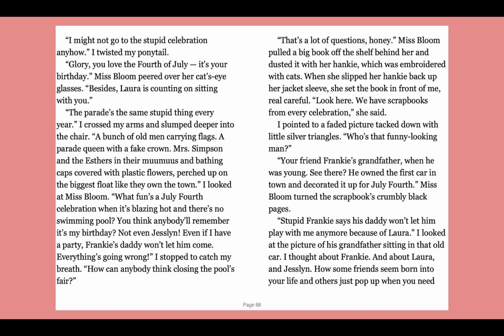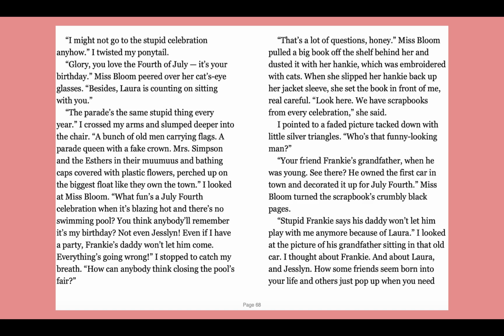"That's a lot of questions, honey." Miss Bloom pulled a big book off the shelf behind her and dusted it with her hanky, which was embroidered with cats. When she slipped her hanky back up her jacket sleeve, she set the book in front of me, real careful. "Look here, we have scrapbooks from every celebration," she said. I pointed to a faded picture tacked down with little silver triangles. "Who's that funny-looking man?" "Your friend Frankie's grandfather, when he was young. See there? He owned the first car in town and decorated up for the July 4th." Miss Bloom turned the scrapbook's crumply black pages.